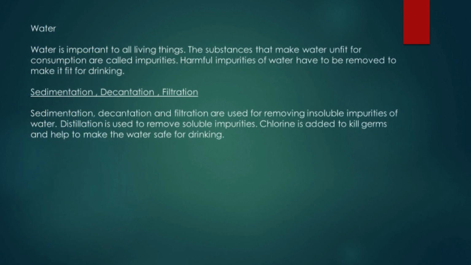Water. Water is important to all living things. The substances that make water unfit for consumption are called impurities. Harmful impurities of water have to be removed to make it fit for drinking. Sedimentation, decantation, and filtration are used for removing insoluble impurities of water. Distillation is used to remove soluble impurities. Chlorine is added to kill germs and help to make the water safe for drinking.